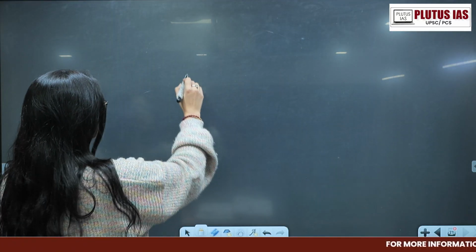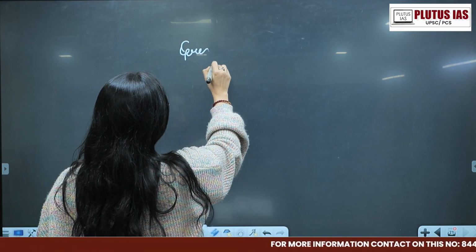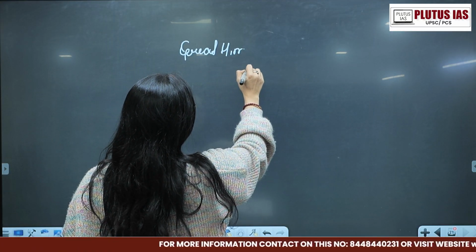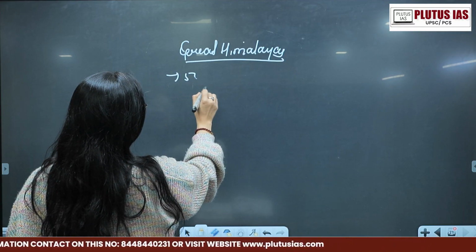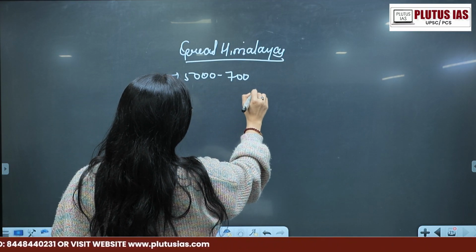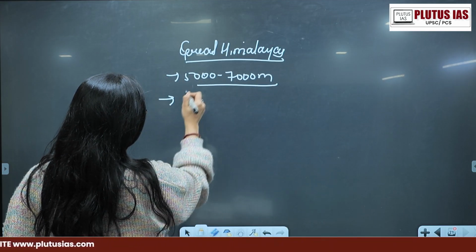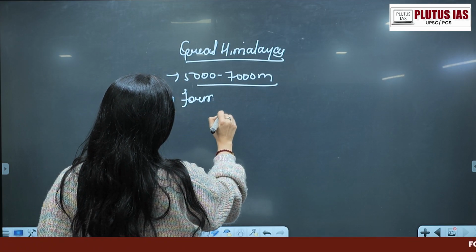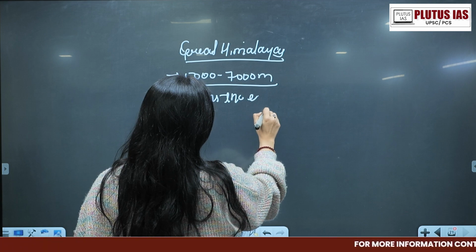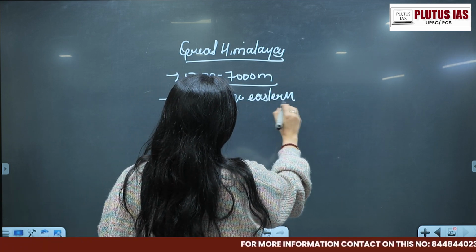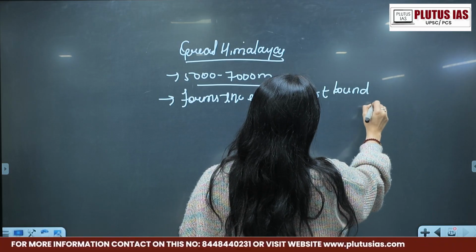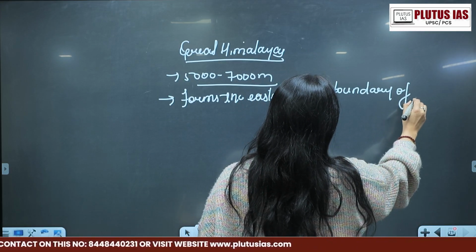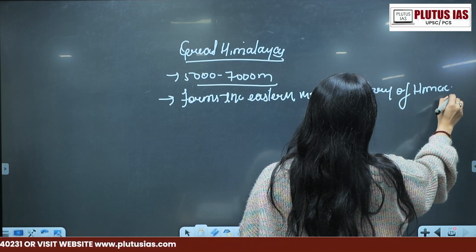Next we are going to talk about the Great Himalayas. Let's talk about its range first. The range varies from 5,000 to 7,000 meters. It forms the easternmost boundary of Himachal Pradesh.